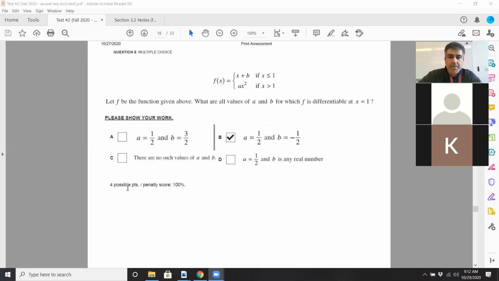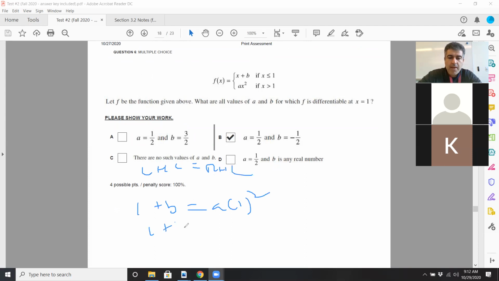Okay, number 6. We did do this. That was number 39 in 3.2. I don't know why I still remember that. I think some of you guys asked about it. But anyway, hopefully you got this one right. You just set them equal to each other and plug in 1 for x. That's going to ensure the continuity part, that the left-hand limit equals the right-hand limit.